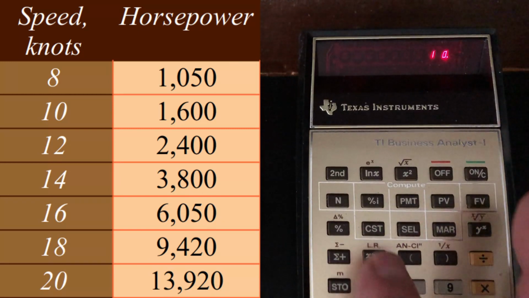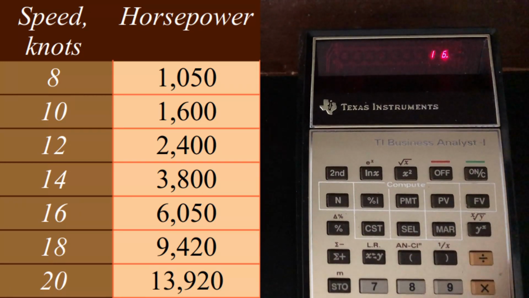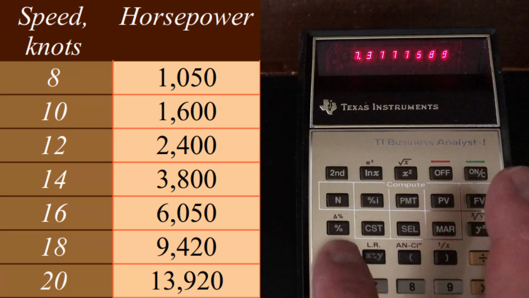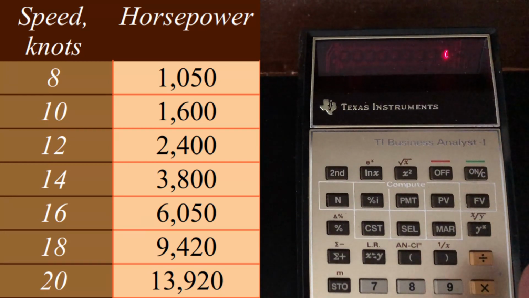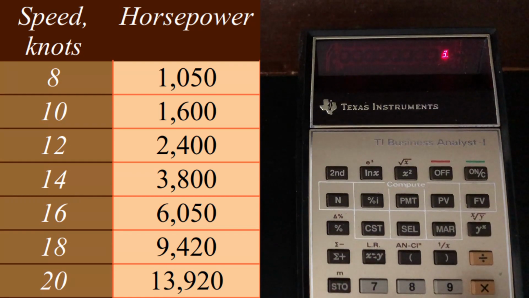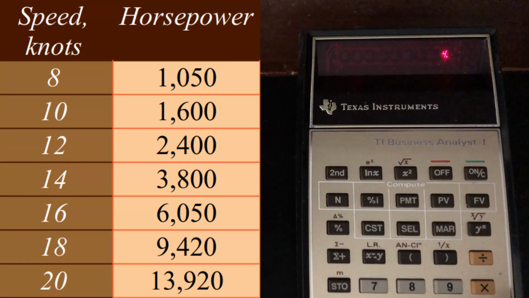And we do the same thing there, 10, and then we do 1600. We do the natural log of that, and that's the second one. Then we do 12, and we flip it. We do 2400. We take the natural log of that, and that's our third data point. Then we do 14, and then 3800, and do the natural log of that, and that's the fourth one.